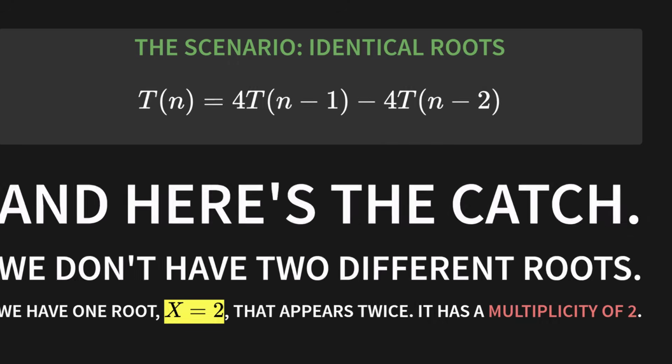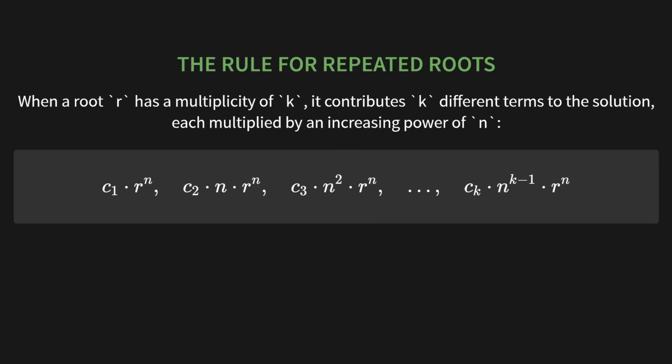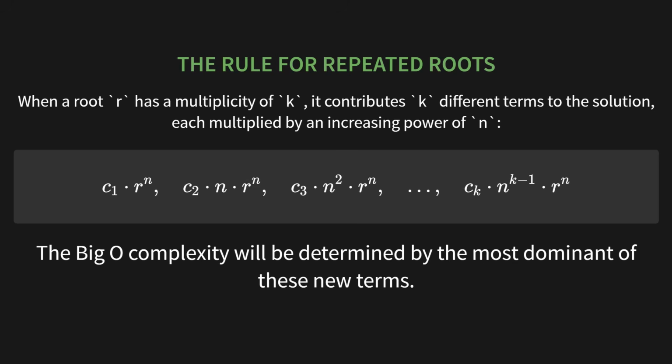So what now? This is where we need a new rule. The rule for repeated roots. When a root r has a multiplicity of k, it contributes k different terms to the solution. Each one is multiplied by an increasing power of n. You get c1 times r to the n, c2 times n times r to the n, c3 times n squared times r to the n, and so on, all the way up to ck times n to the power of k minus 1 times r to the n. The big O complexity will be determined by the most dominant of these new terms.